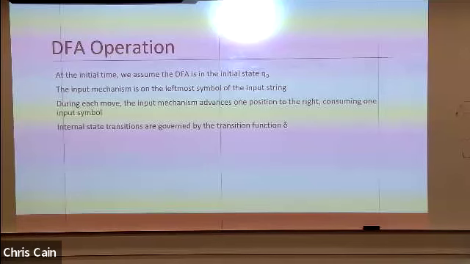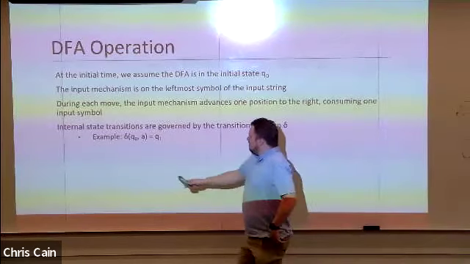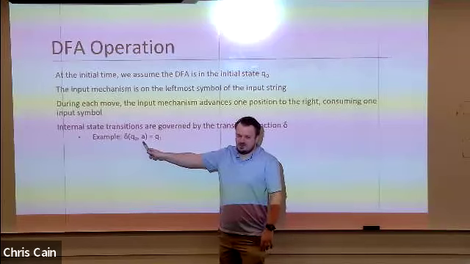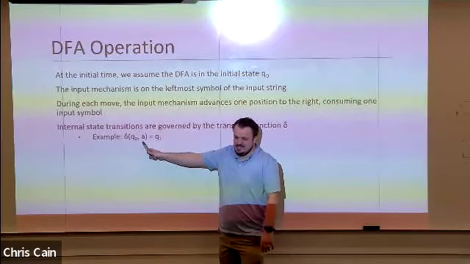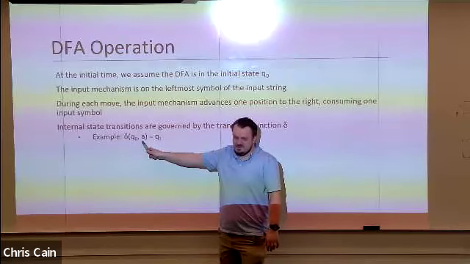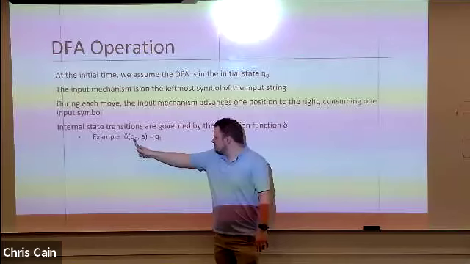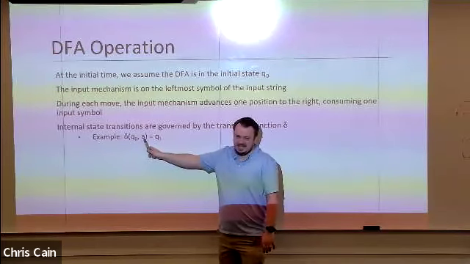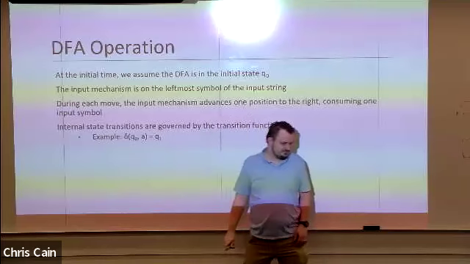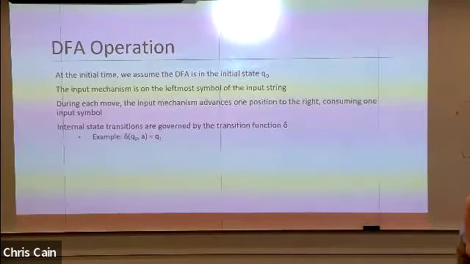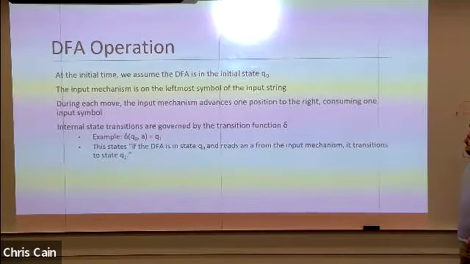One way that you might see an element of this transition function written is something like this. This should be read: the transition from state Q0, if we're currently in state Q0 and the current input character is an A, then the output state is Q1. We're going to transition from Q0 to Q1 on an A. So that may be one way that you see this written. In English, if the DFA is in state Q0 and reads an A from the input mechanism, it transitions to state Q1.